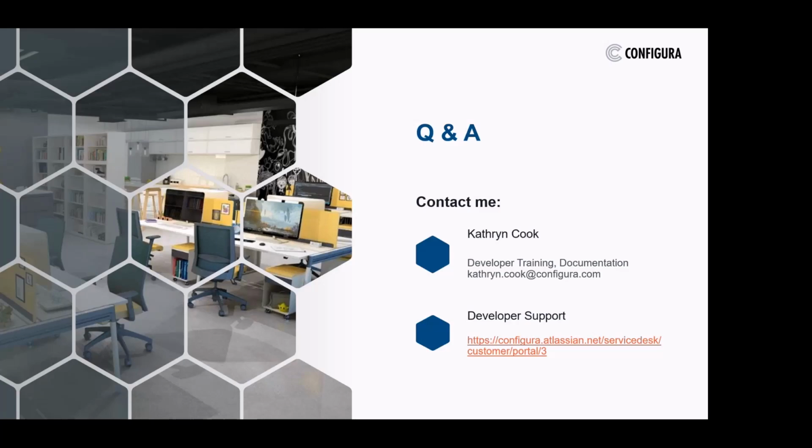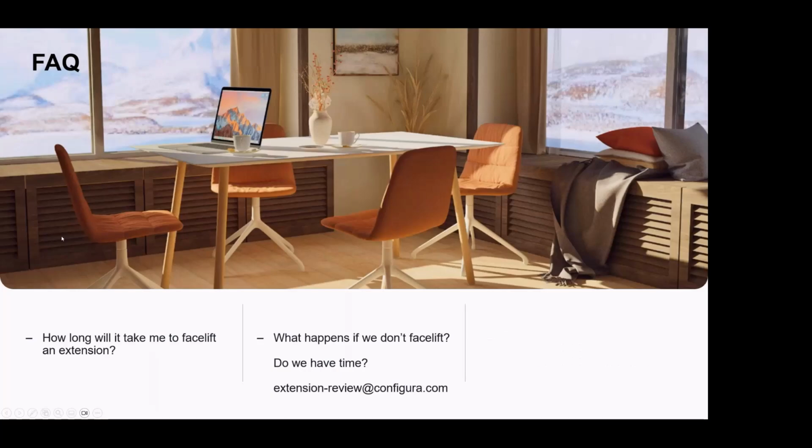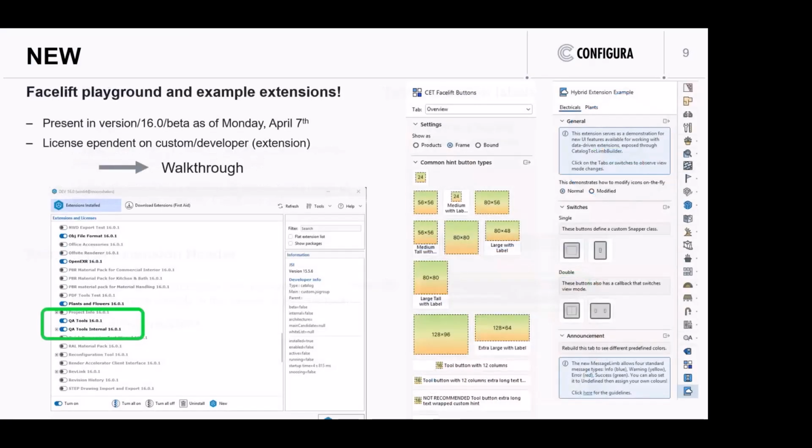Any other questions? Oh, I see yours in the chat, Felipe. The extra extension available. So I'm assuming you are referring to this one right here, right, Felipe? The QA. So QA tools is currently available. These extra tabs are included in 16.0 beta. So that's this branch right here, this core branch.